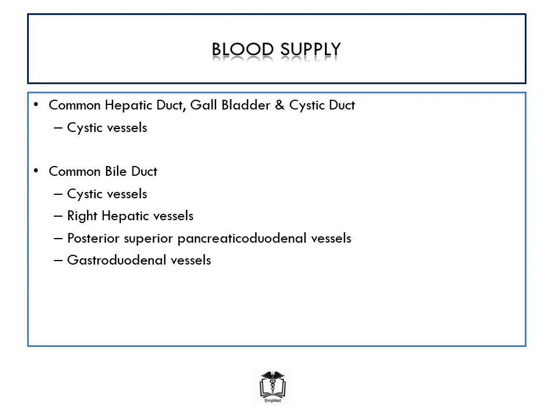The common bile duct, because of its lower location in terms of anatomy, tends to be supplied by multiple different vessels. It's supplied by the cystic vessels, right hepatic vessel, the posterior superior pancreaticoduodenal vessels, and the gastroduodenal vessels. So multiple vessels supply the bile duct as it descends from the porta hepatis towards the second part of the duodenum.